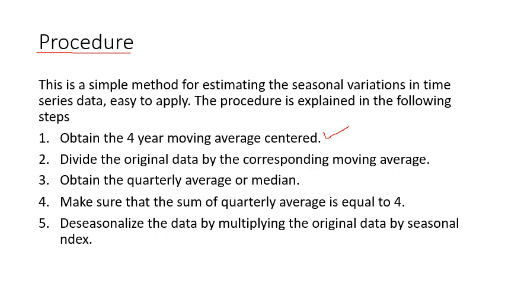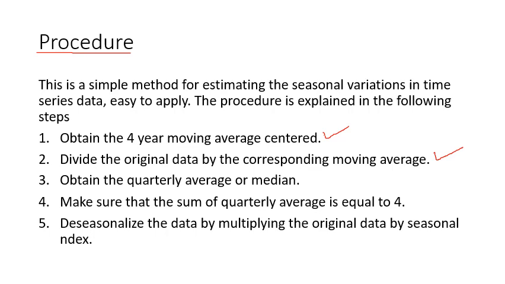When the 4-year centered moving average is obtained, then we rearrange the data in rows and years and quarters, and then divide the original data by the corresponding moving average. Again, the result will be in fraction.